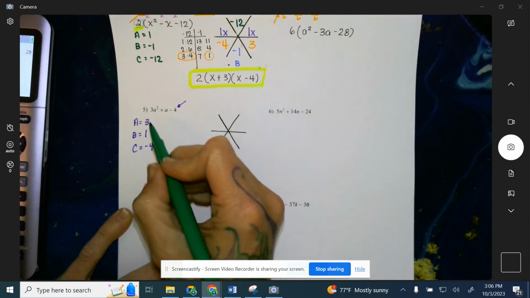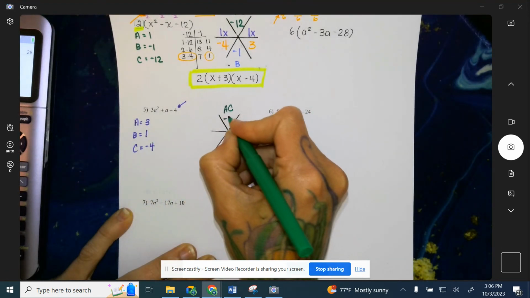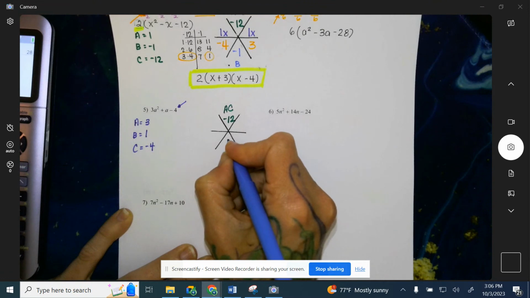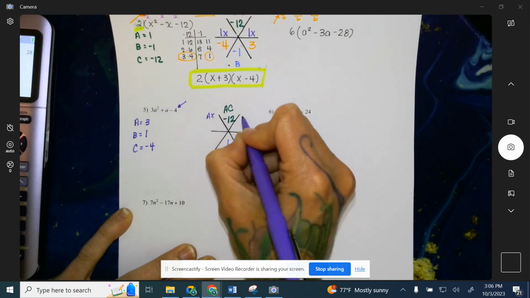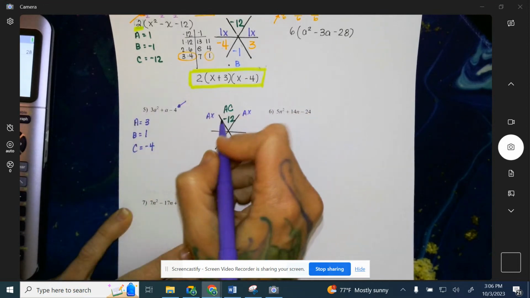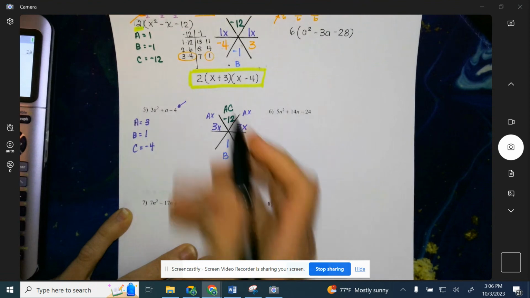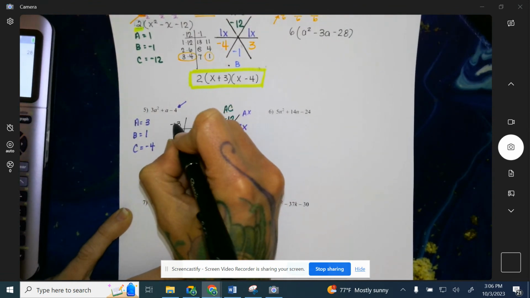All right, so we have our A, B, and C's. A times C goes on top. 3 times negative 4 is a negative 12. B starts with a B, goes on the bottom. And that's going to be a 1. Now we want A times X. In this case, A is not 1. So that means we're going to do 3x, 3x. Now we're going to work on our ACB chart. Multiples are in the front. And that's a negative 12.